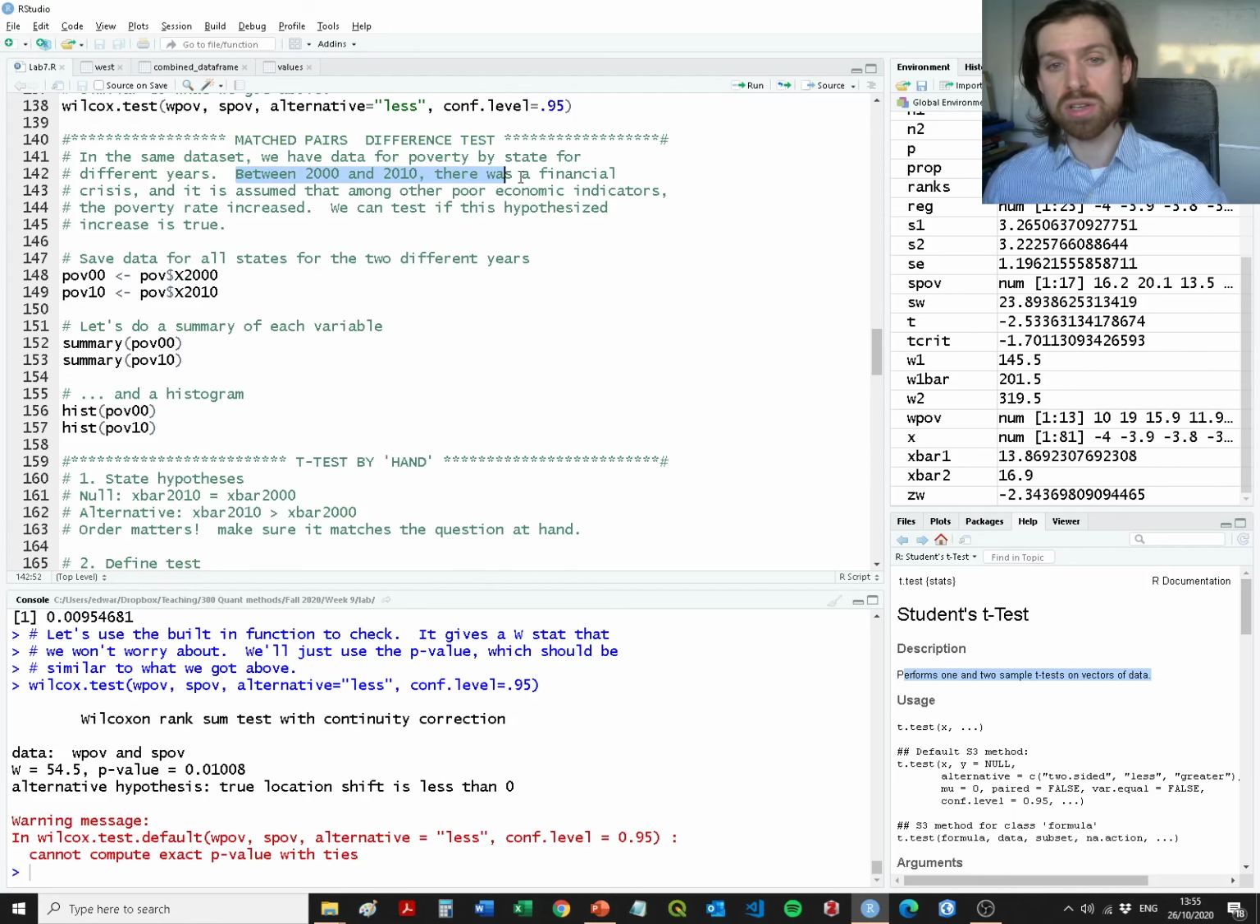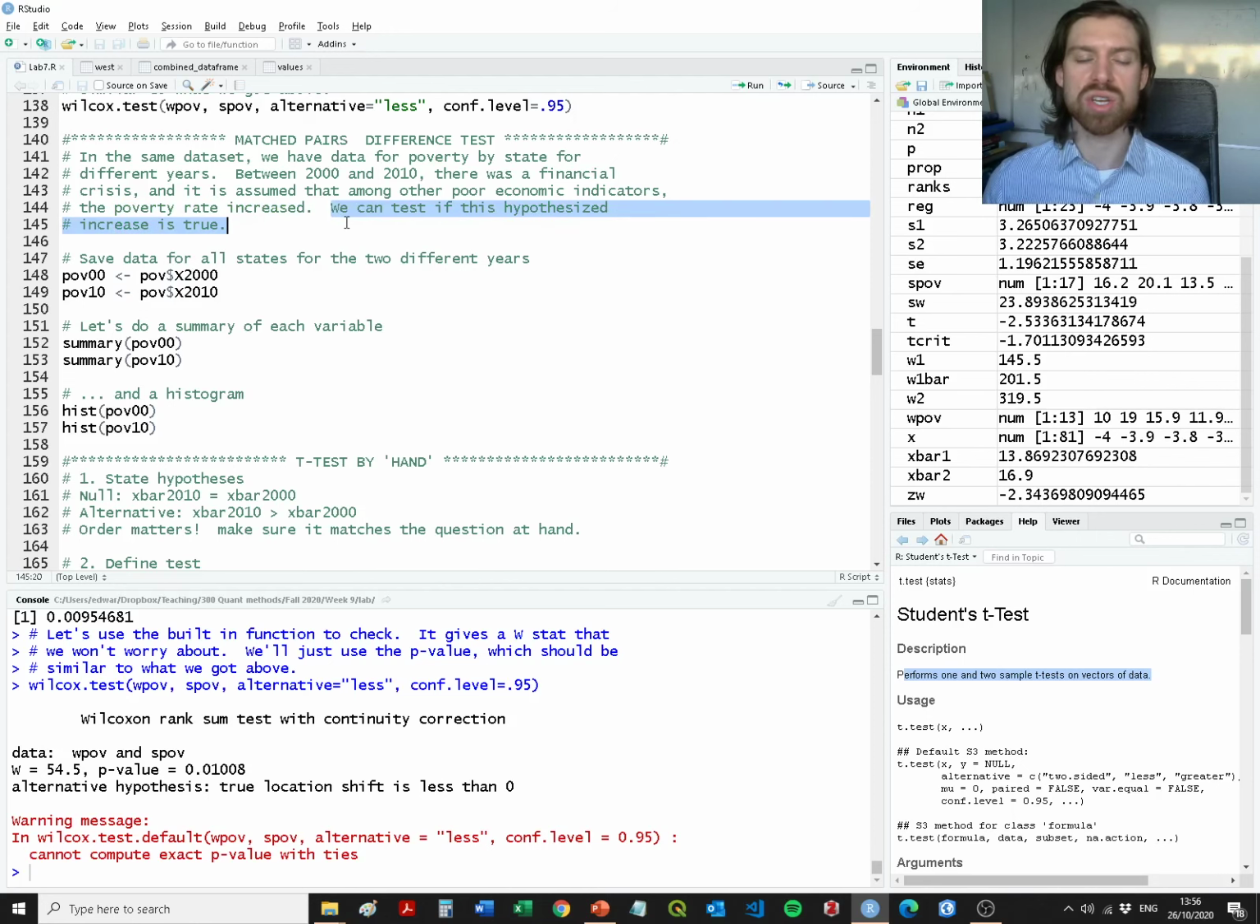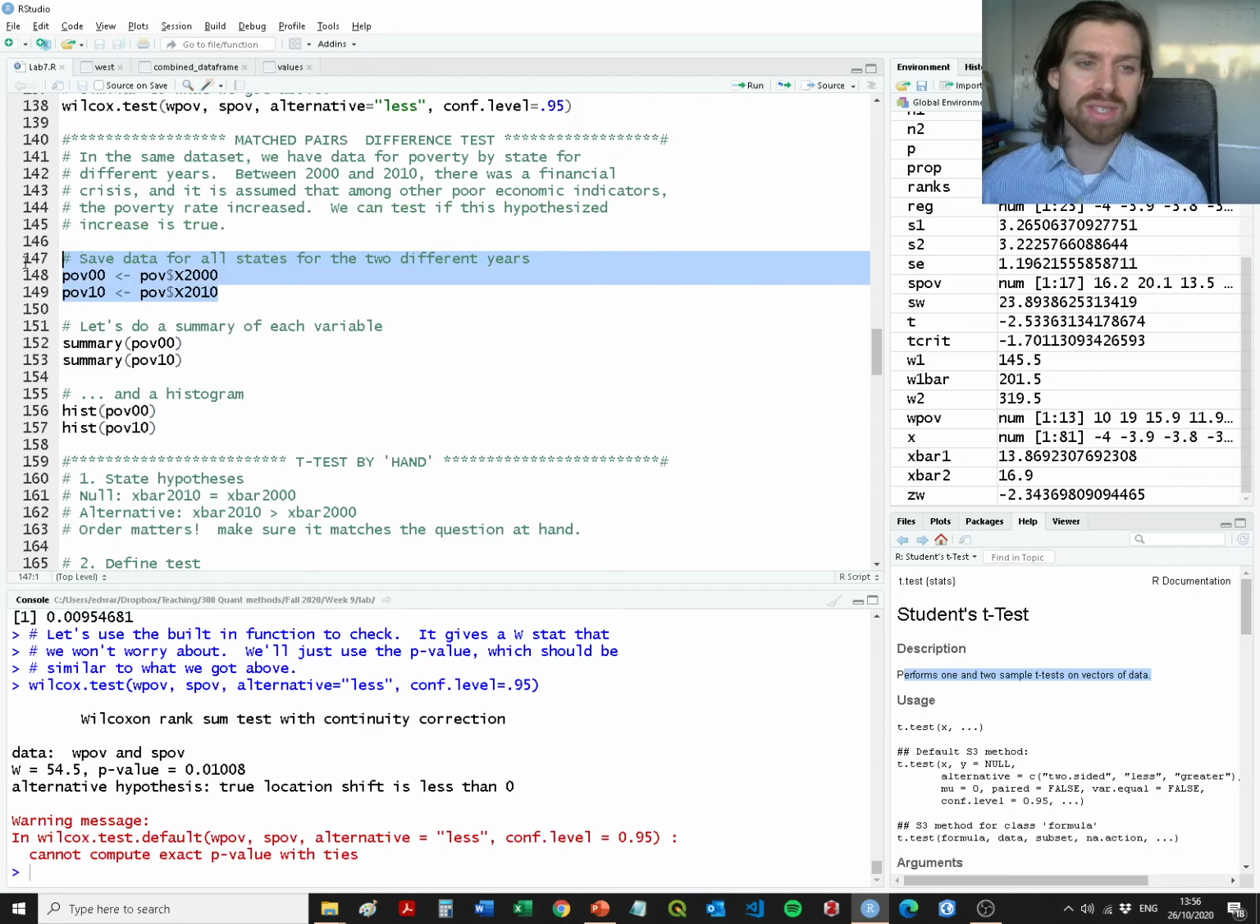Part of this example is recognizing that because of this financial crisis and the macroeconomy taking a fairly substantial downward trend, the poverty rate is expected to increase during that time. So what we're interested in doing is testing whether this hypothesized increase is actually true. So we want to save the data for the two different years of interest.